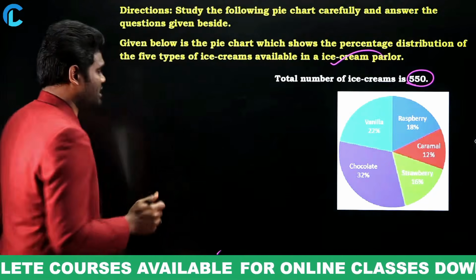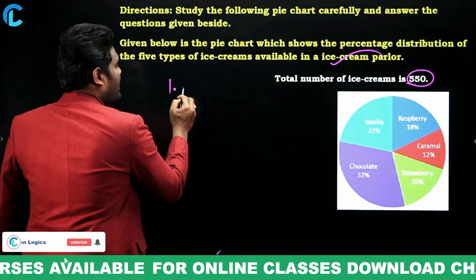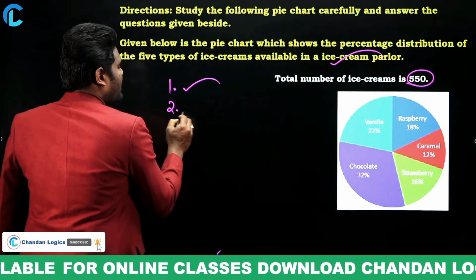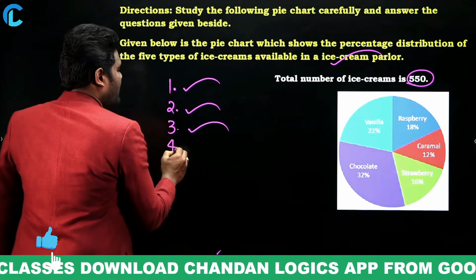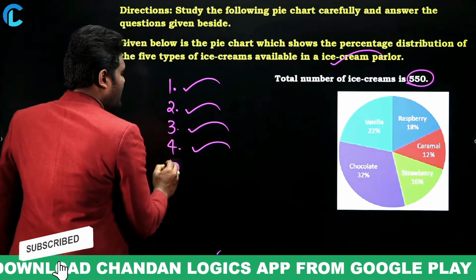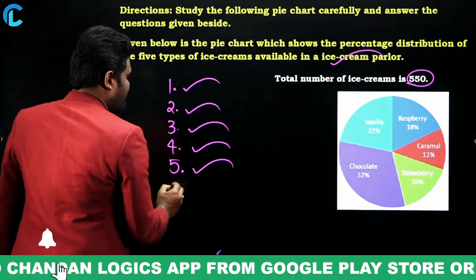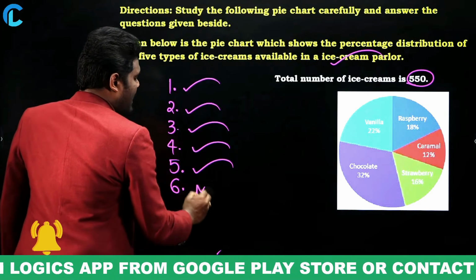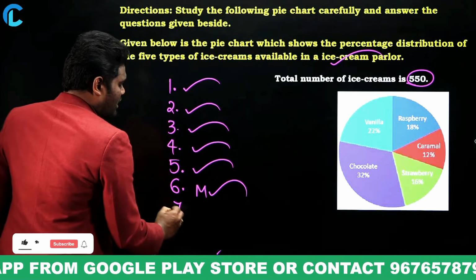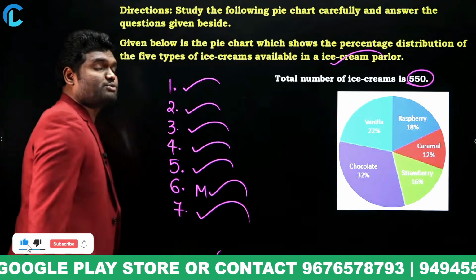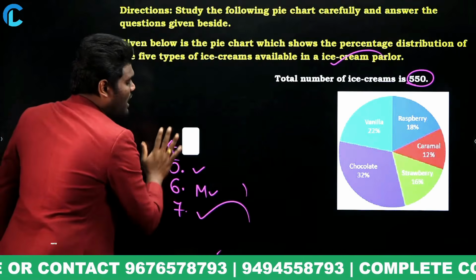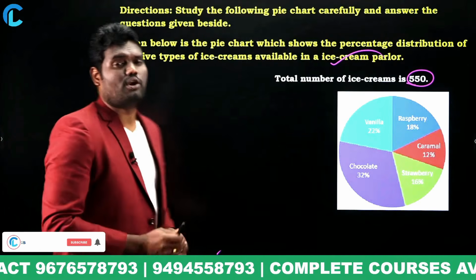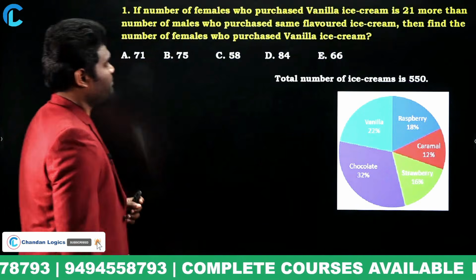In examination, from data interpretation, you will get pie graph, line graph, tabular graph, bar graph, web graph, mixed graph. All these are different types of graphs. But here we are going to look at questions based on pie graph. Is that clear? Questions based on pie graph. Now look at the first question.